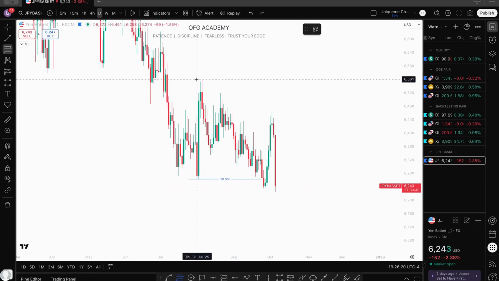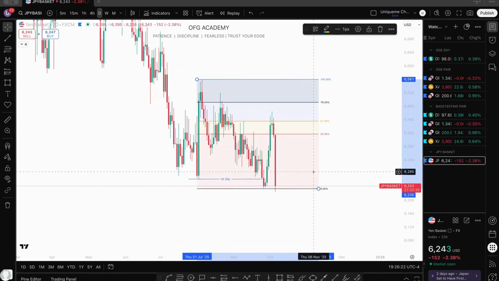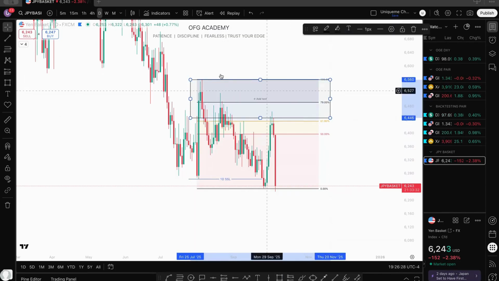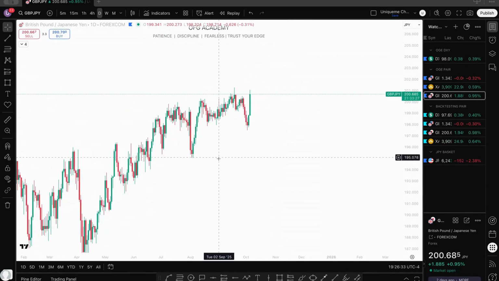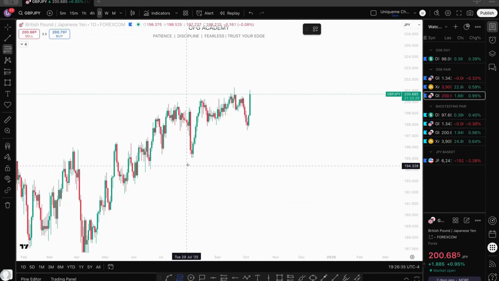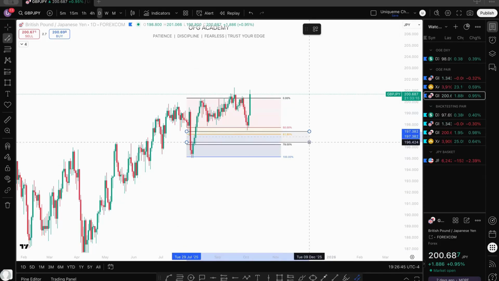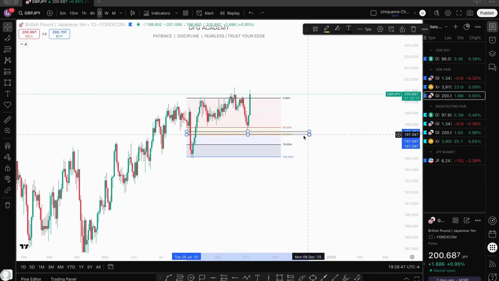And from my high to my low, you can see that price came to the optimal trade entry zone, and we had our order block here. So the sell is valid. That means in JPY pair, we're looking at more of buys. It didn't get to that level. Nor did it touch. Let me see if it touched a level. No level, no Fibonacci, just 50%.